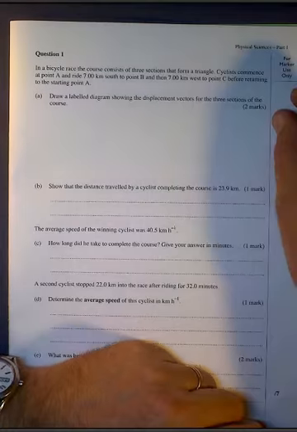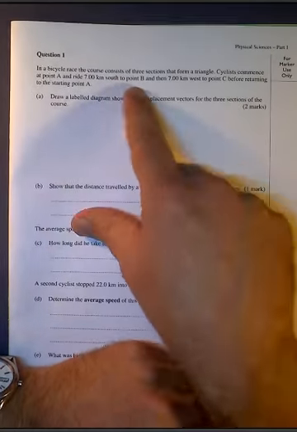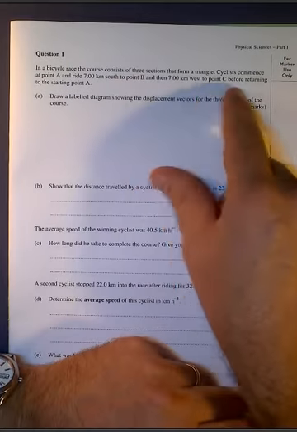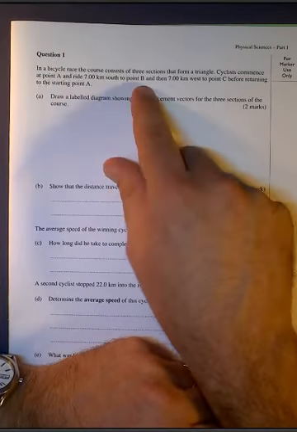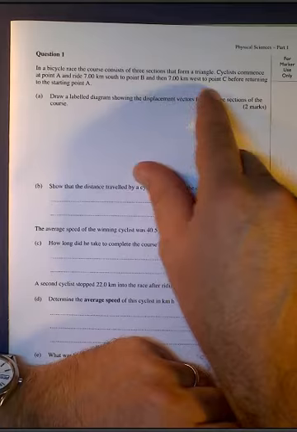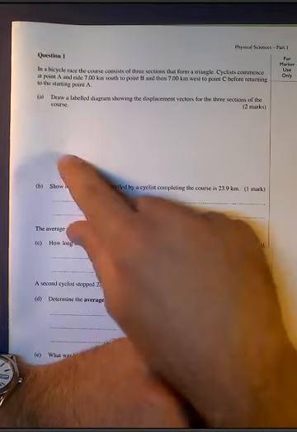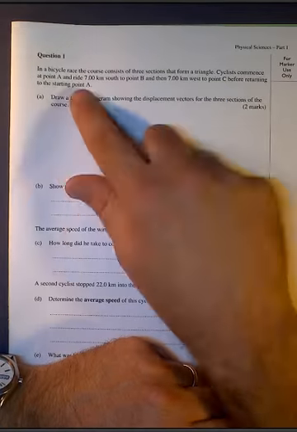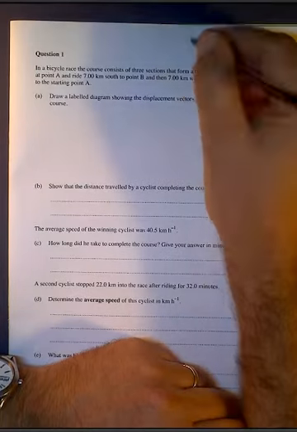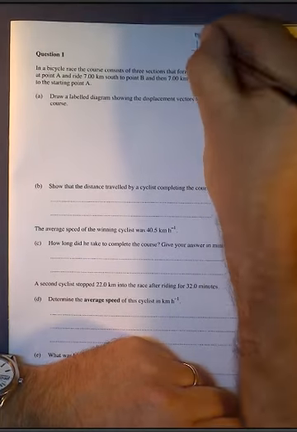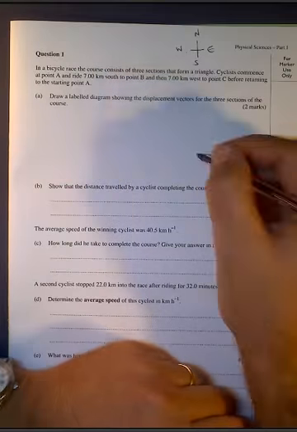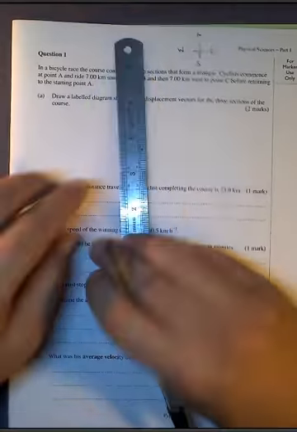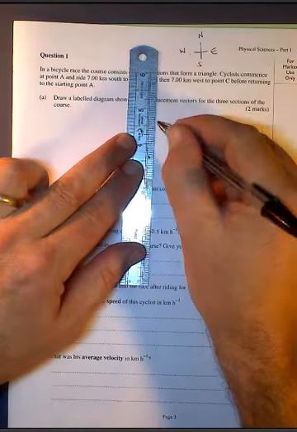In a bicycle race, the course consists of 3 points that form a triangle. Cyclists commence at point A and ride 7 kilometres south to point B and then 7 kilometres west, so south then west, to point C before returning to point A. So let's have a look here. Never eat soggy Weet Bix, and we'll see if we can put some of these in.